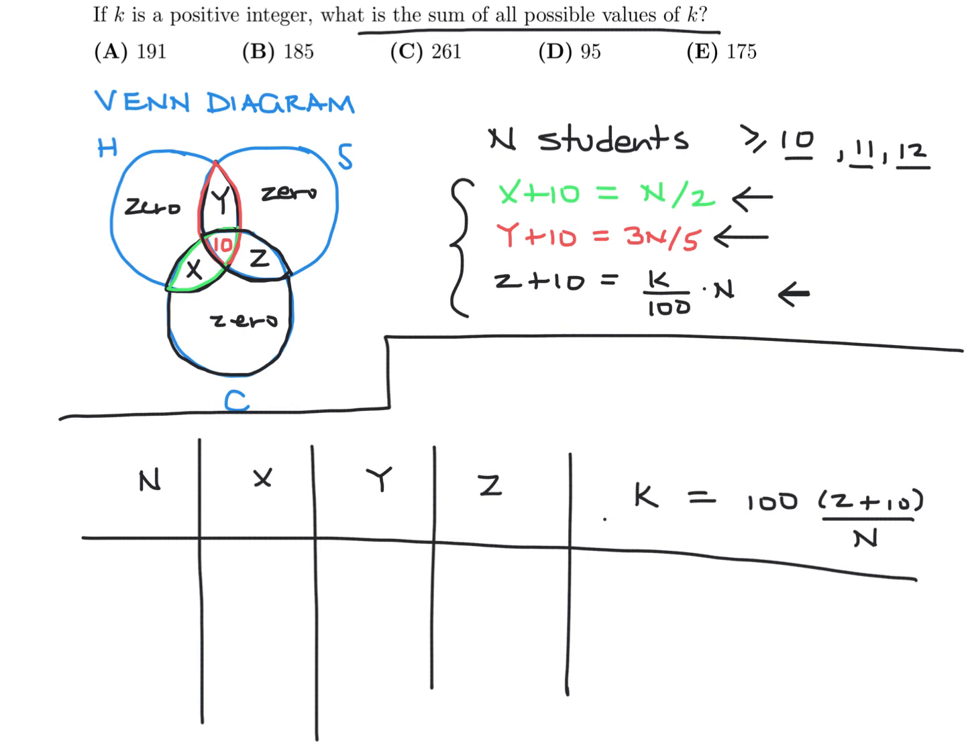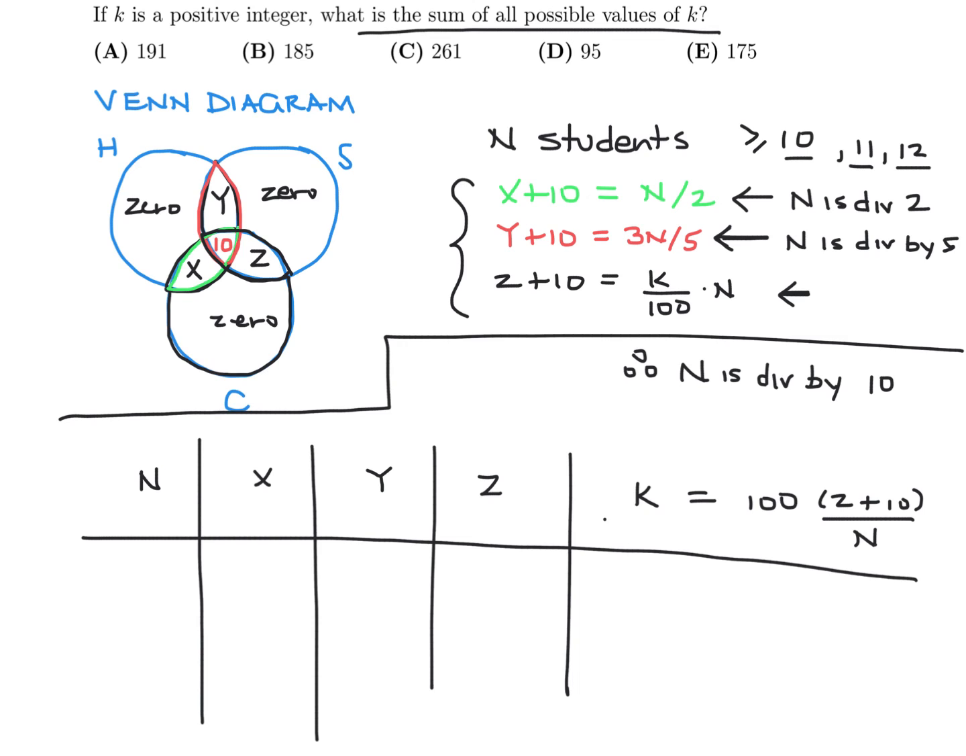n over 2 is equal to x plus 10. x is an integer, 10 is an integer. So therefore, n over 2 has to be an integer. The only way that can be is if n is divisible by 2. Similarly, this guy, 3n over 5, has to be an integer, and the only way that's true is if n is divisible by 5. So n is divisible by 2, it's also divisible by 5, and therefore it would be divisible by 2 times 5, which is 10. So I'll put a little therefore, n is divisible by 10.